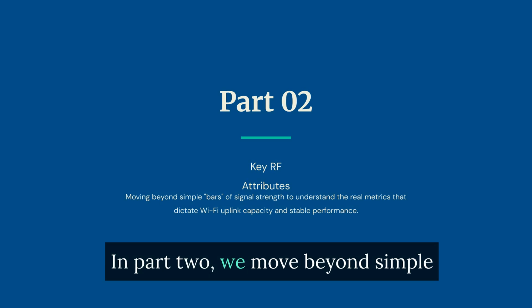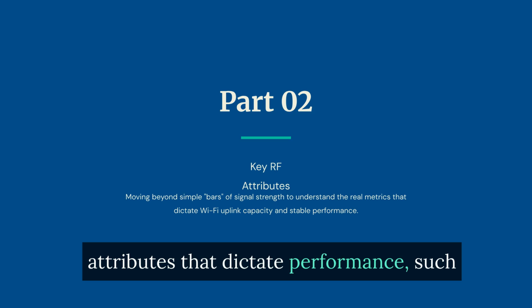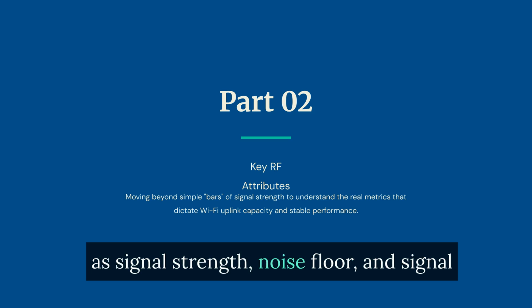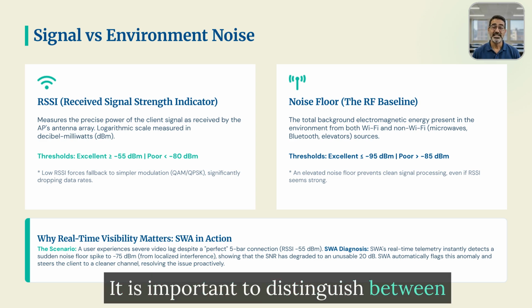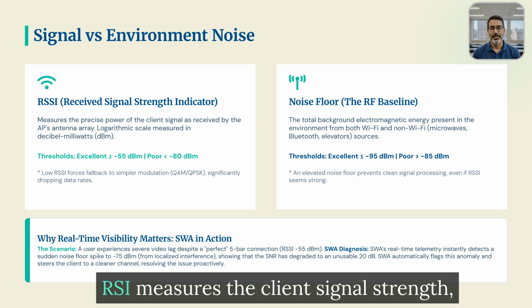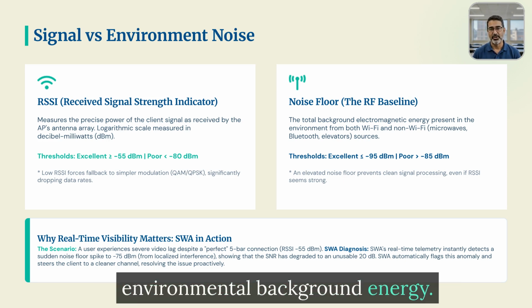In Part 2, we move beyond simple signal bars to look at the real RF attributes that dictate performance, such as signal strength, noise floor, and signal-to-noise ratios. It is important to distinguish between signal and noise. RSSI measures the client's signal strength, while the noise floor represents environmental background energy.